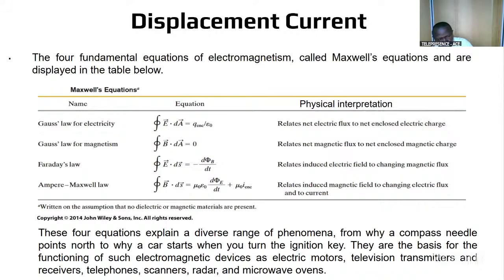So these four equations explain a diverse range of phenomena, from where a compass needle points to why a car starts when you turn on the ignition key. These are the basis for the functioning of such electromagnetic devices as electric motors, television transmitters and receivers, like the antenna, telephones, scanners, radar, and microwave ovens.